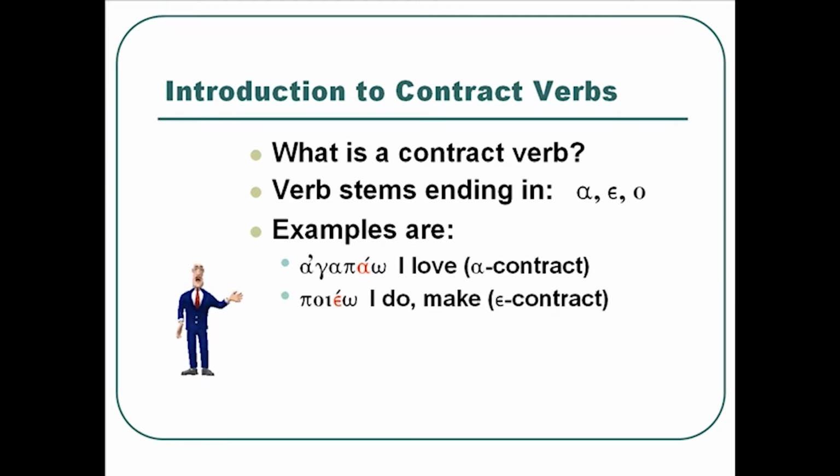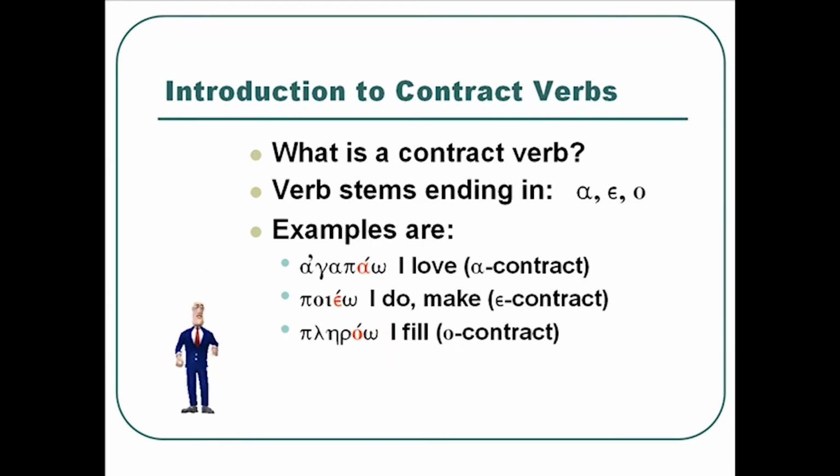Second example is poieo. Again, you see here an epsilon omega, and it means I do or make. Plero means I fill, fulfill, or complete. And it has an omicron omega combination, and so again, as we add the endings, particularly the primary endings, these vowels are going to have to contract with the vowels that are added in the endings. So the verbs are easy enough. The contractions will put a little excitement into these verbs.